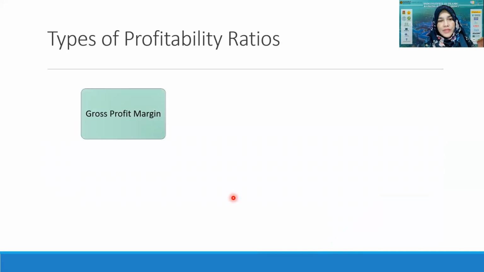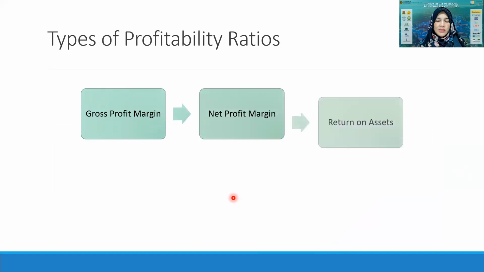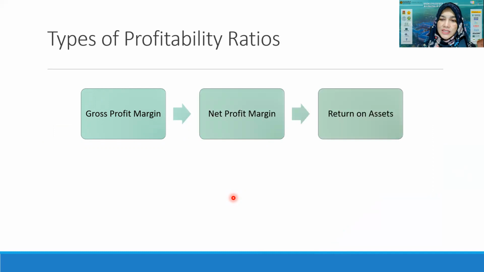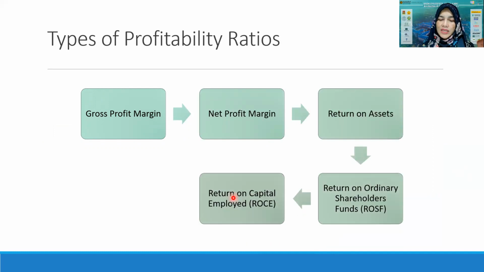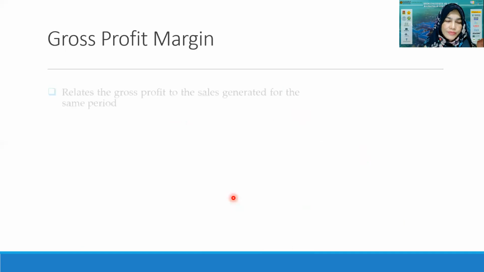So there are a few types of profitability ratio. The first one is gross profit margin. Second one is net profit margin. Third one, return on asset, return on shareholders fund, and return on capital employed. So five: gross profit margin, net profit margin, return on asset, return on shareholders fund, and also return on capital employed. So let us go through one by one.